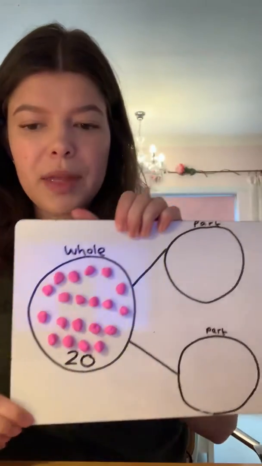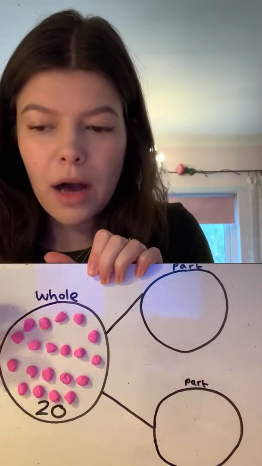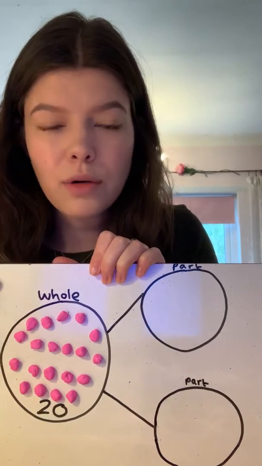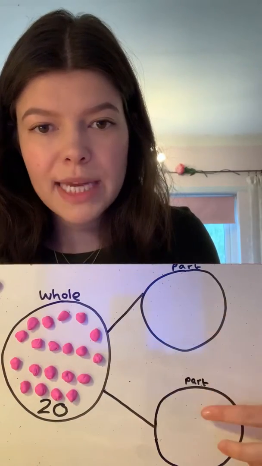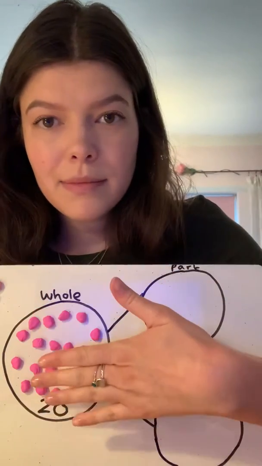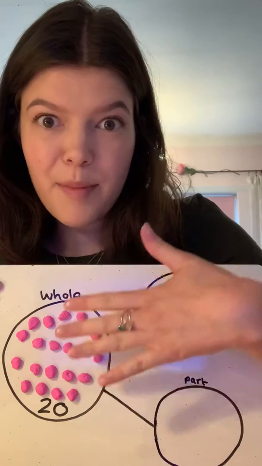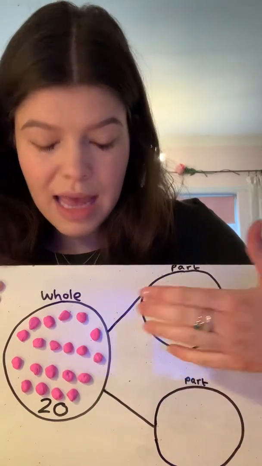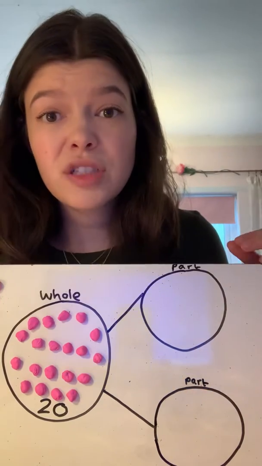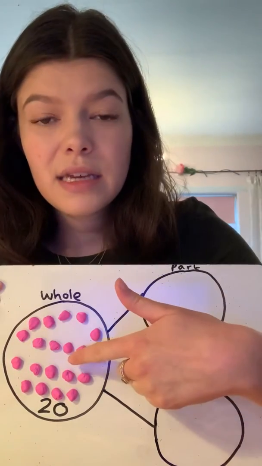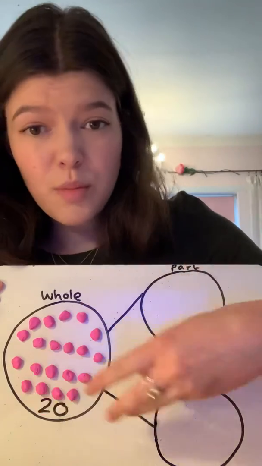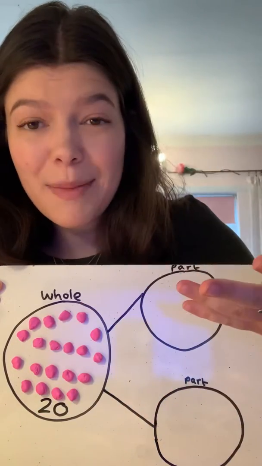So I've got 20. So now that I've got my whole, I am going to split the whole into my groups. Now we're calling these groups parts. So I'm going to put some of my objects, some of my pink tack into this part, and some of my pink tack into this part. Okay, and I can do that in 2 ways. I can decide how many I'm going to put in here, or I can just put a few here, put a few here, and count how many I've got.